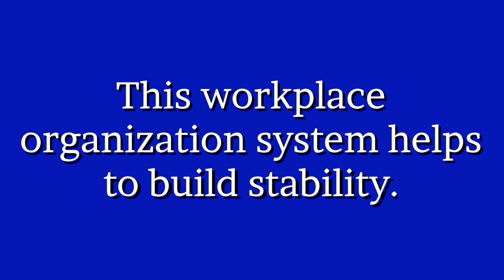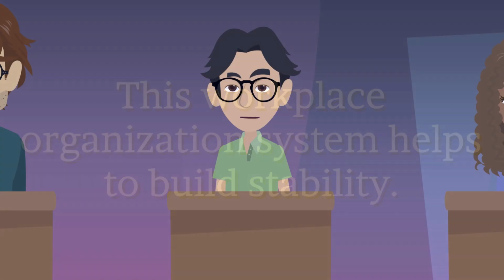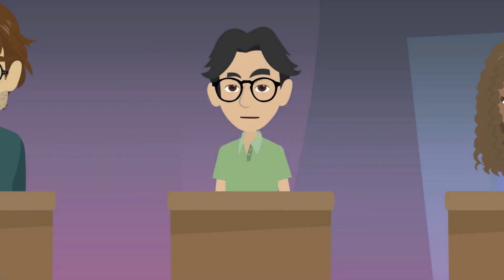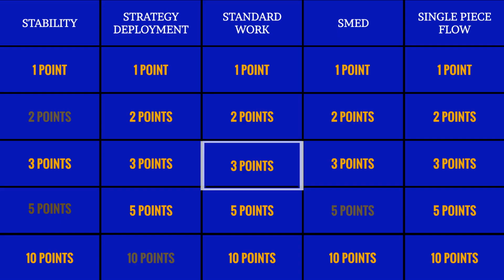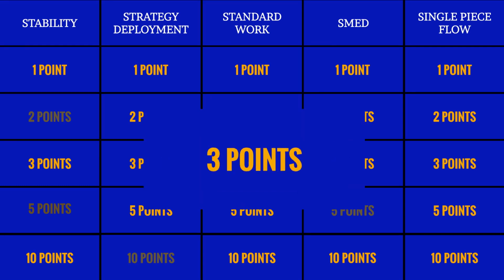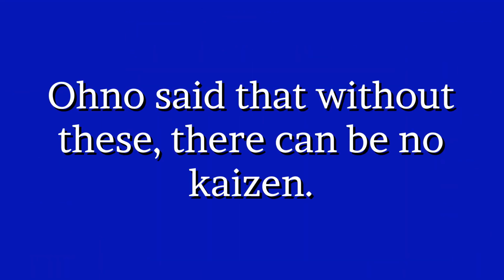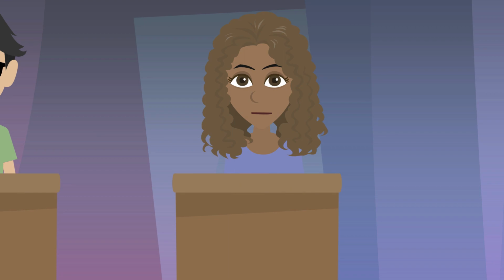This workplace organization system helps to build stability. What is 5S? Ono said that without these, there can be no Kaizen. What are standards?